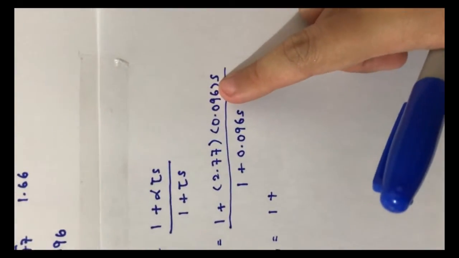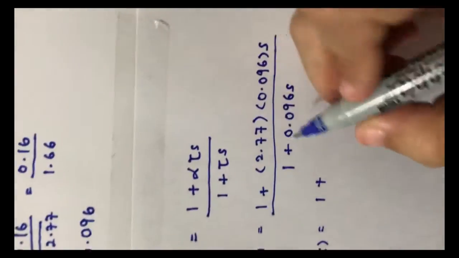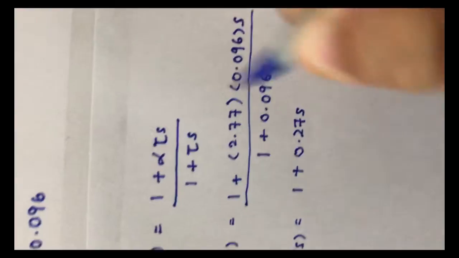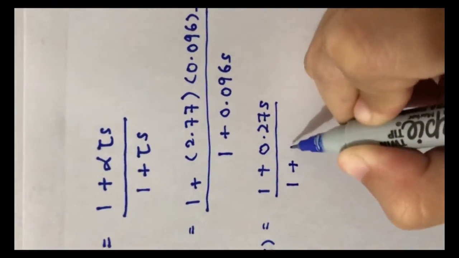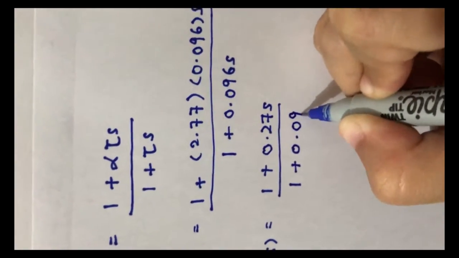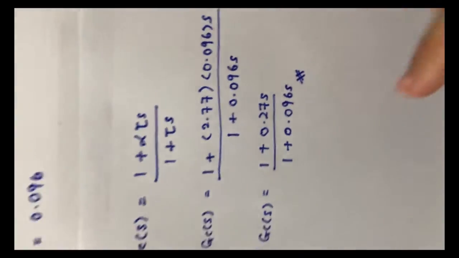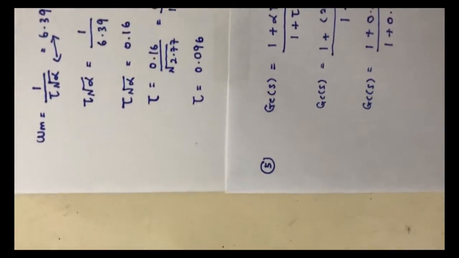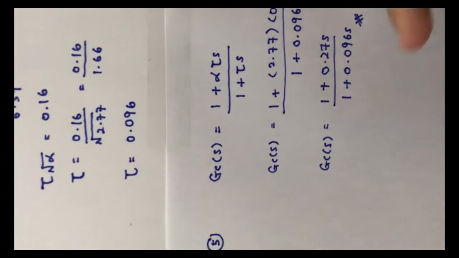So we can simplify this part to become Gc(s) equals (1 plus, now 2.77 multiplied by 0.096, we will obtain 0.27, so 0.27s) over (1 plus 0.096s). So this is the new equation that we've obtained, which is the lead network transfer function.